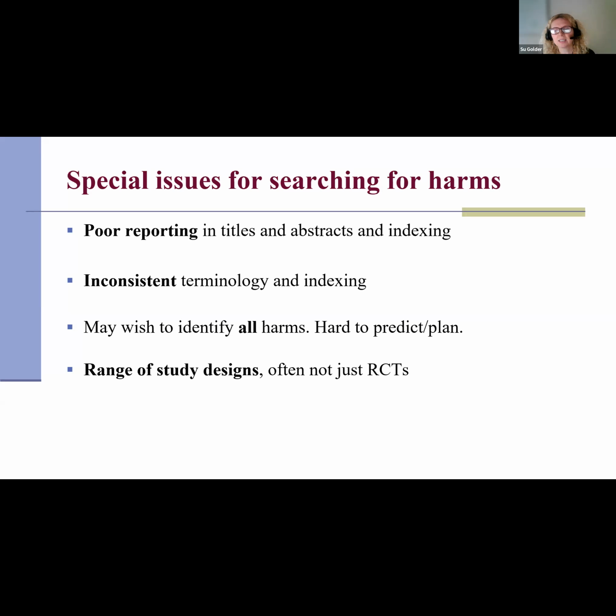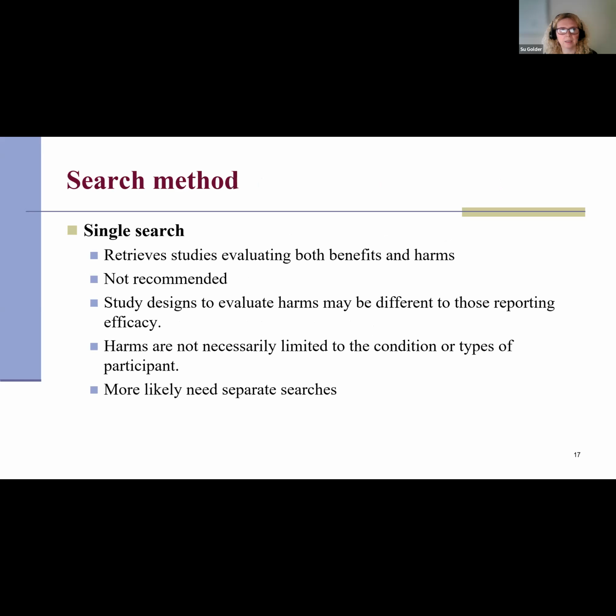And then there's the range of study designs. We have great filters for searching for RCTs now, but searching for other types of study design is a lot harder to do in a sensitive manner. So it's really hard to go beyond RCTs without being inundated. I've often been asked whether you can use the same search that you use for your benefits or effectiveness question. And the answer in most cases is no. A single search doesn't often work, so I generally don't recommend it.